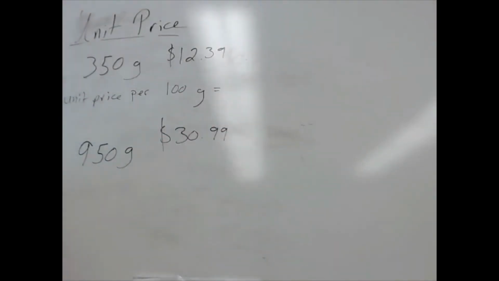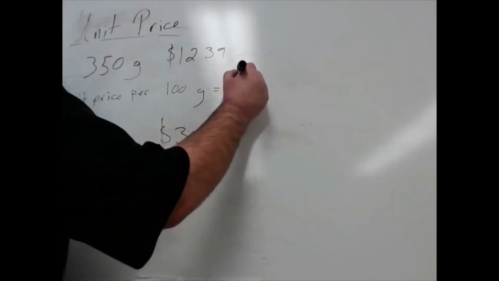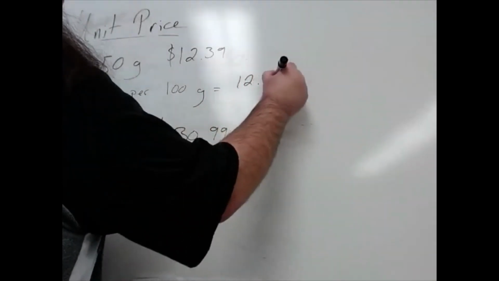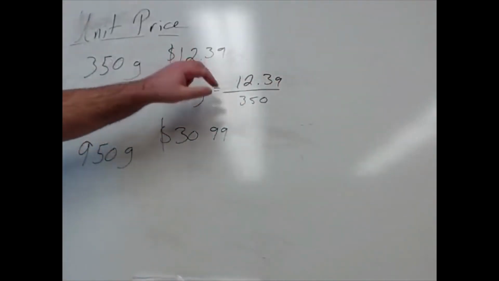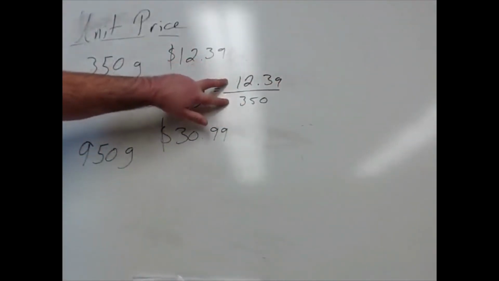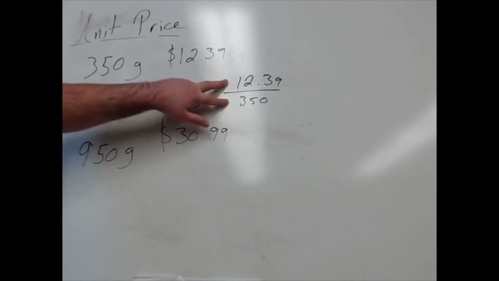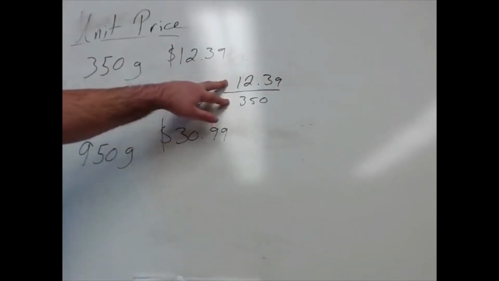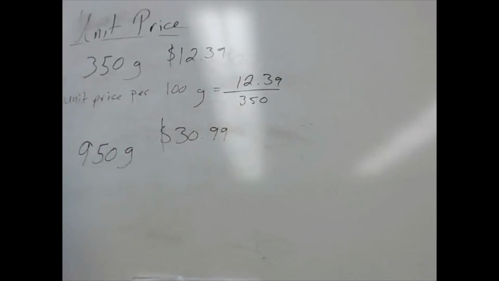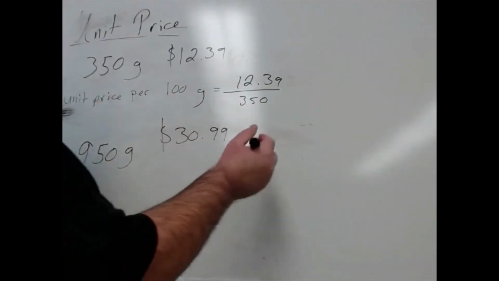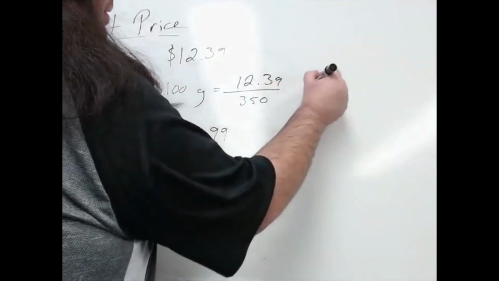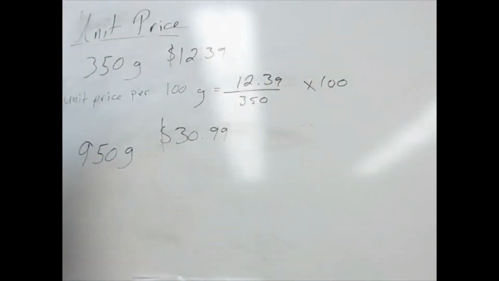The first thing that we do is find the unit price for 1 gram. To find the unit price for 1 gram, all I have to do is take my 12.39 and divide it by 350. This gives me how much 1 gram of coffee costs. It's a really small number because 1 gram of coffee isn't very much, so it's not going to be all that expensive. Now, to find the unit price for 100 grams, you just take the result and multiply it by 100.